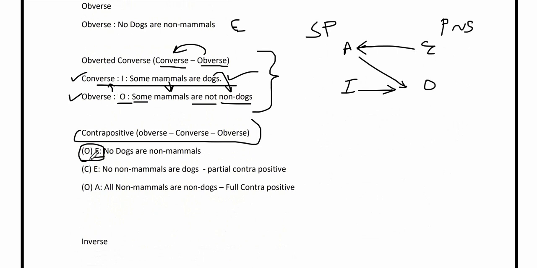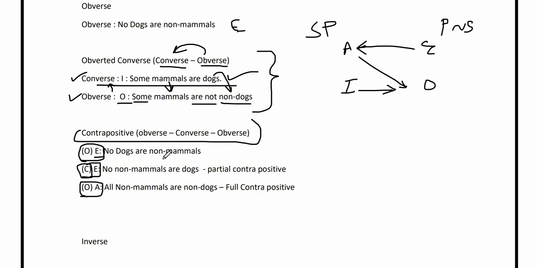A's obverse is E, and E's complement is E. This also we know. And then again, obverse of E is A. So obverse of E is A. And when we come to this, we get a full contrapositive or partial contrapositive.